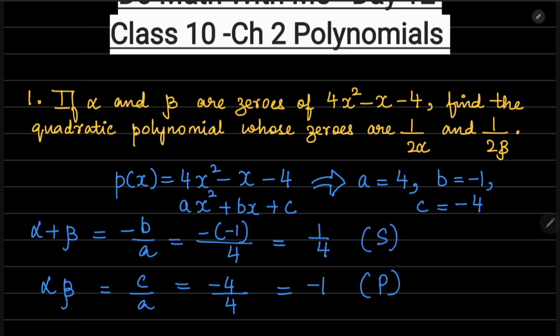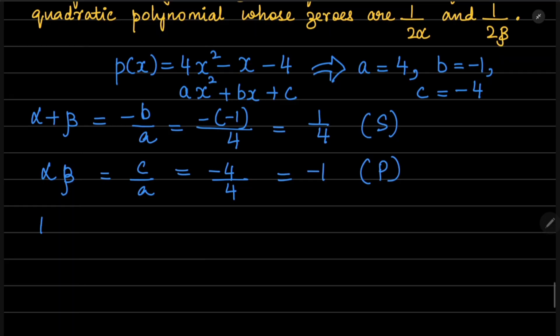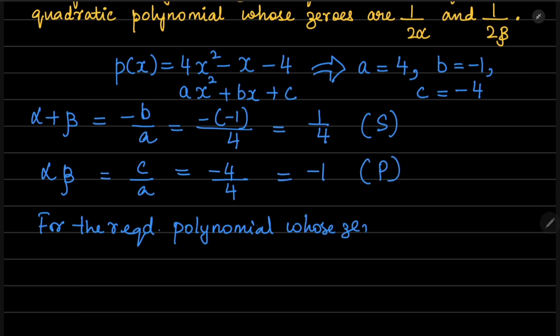Now with this sum and product, can we calculate what is the quadratic polynomial whose zeros will be 1 by 2 alpha and 1 by 2 beta? Suppose you have a quadratic polynomial with these two as zeros, what will be the sum? So, for the required polynomial whose zeros are given as 1 by 2 alpha and 1 by 2 beta.